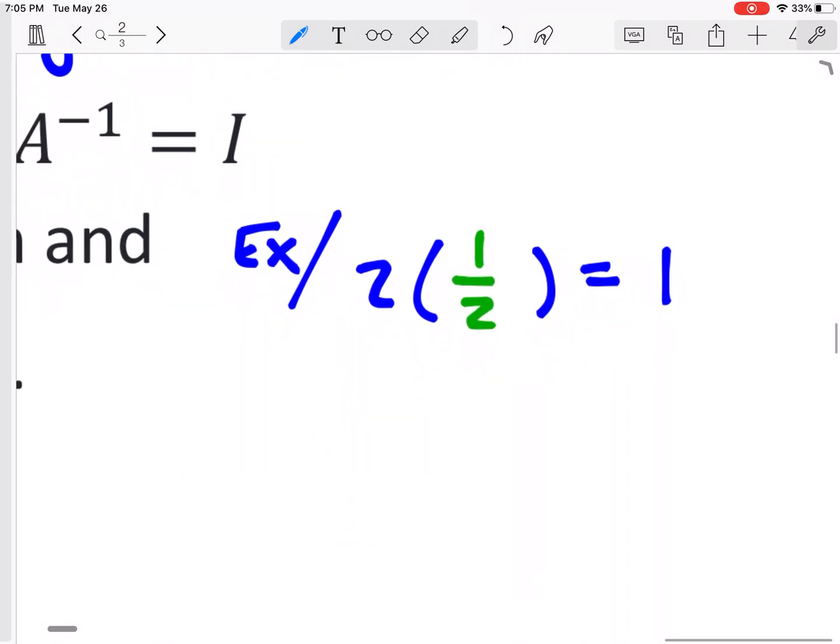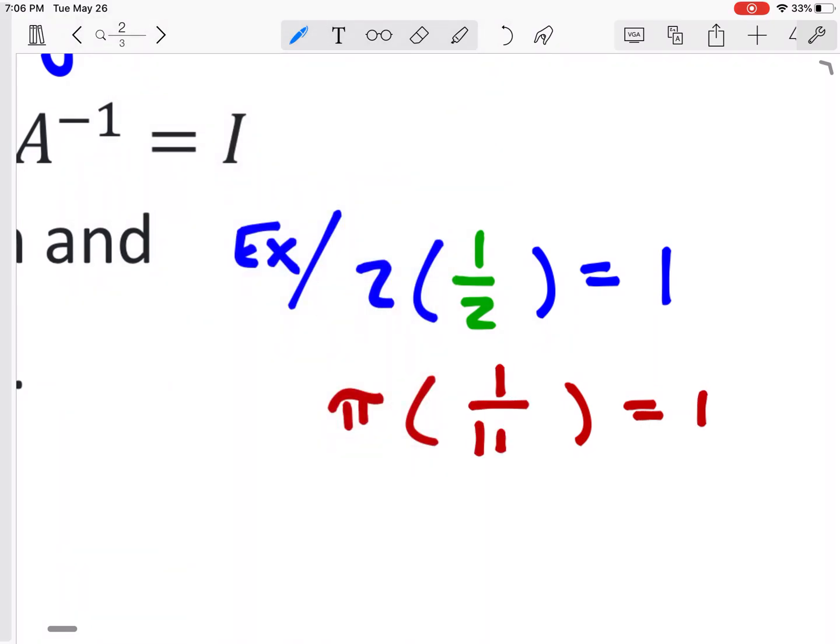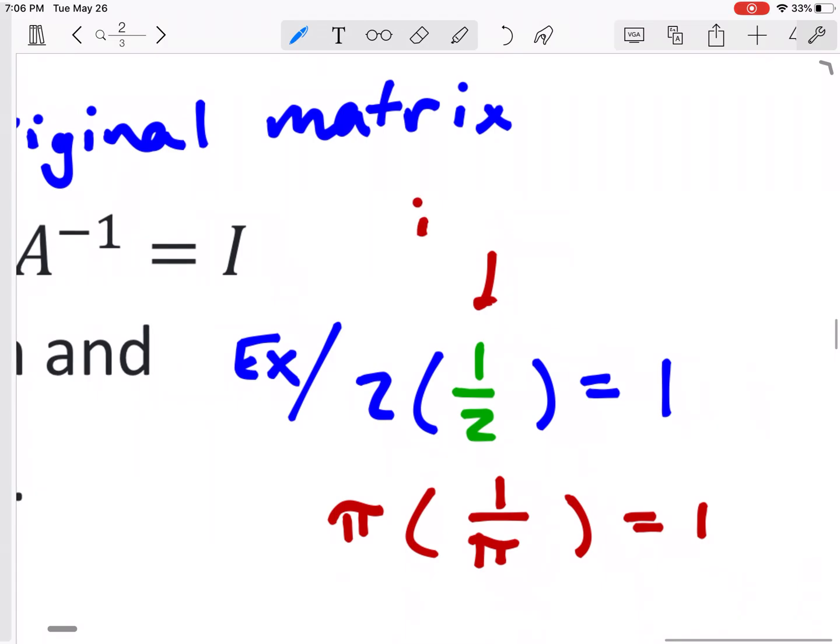Think the same thing for numbers like pi. Pi times some number will equal 1. Well, what number? 1 over pi. Pi times 1 over pi is 1. These are the inverses.